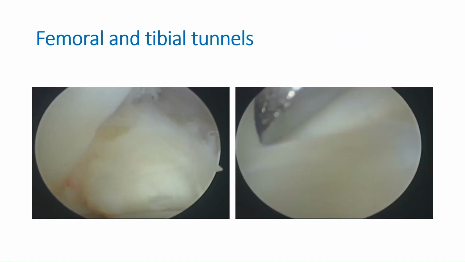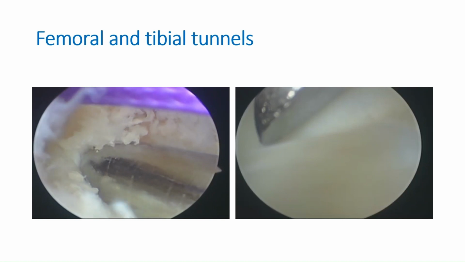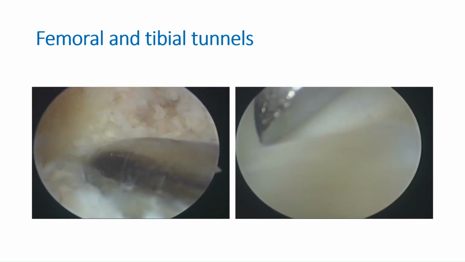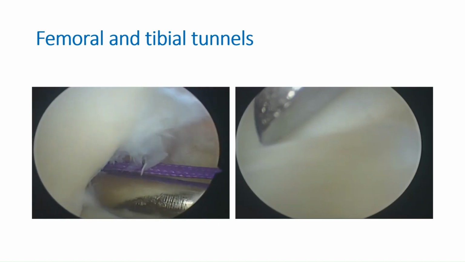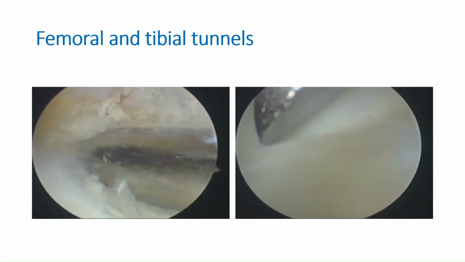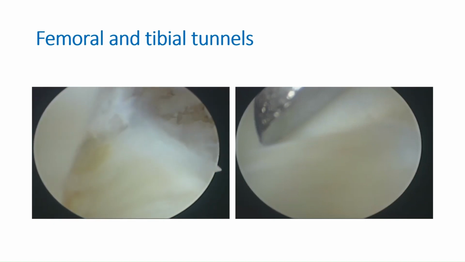So this is the native ACL. It's left in place. We don't remove any part of it. We just leave it in place, and we go just anterior to it on the femoral side and do our femoral tunnel. Usually the graft is, since we're leaving this, between 7 and 8 millimeters. 8 millimeters is fine. You can do a triple semi-T.